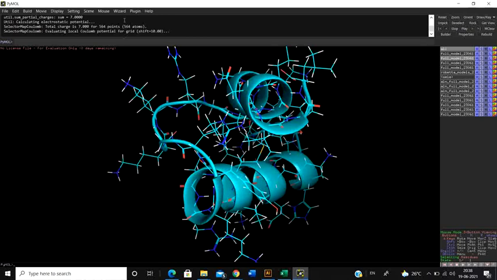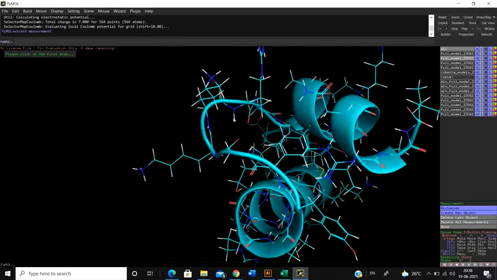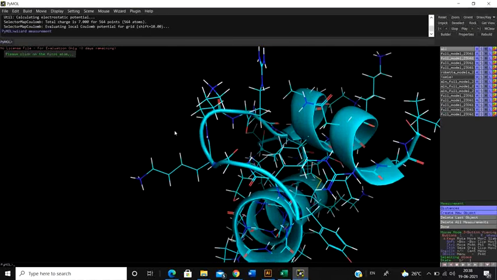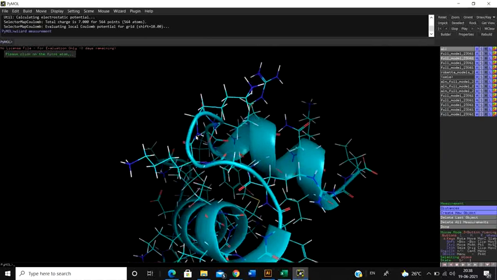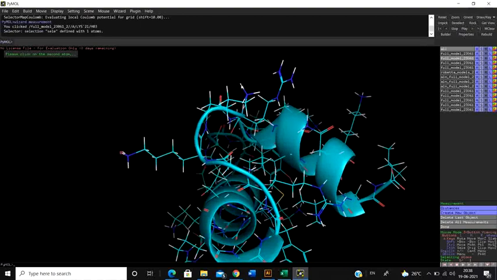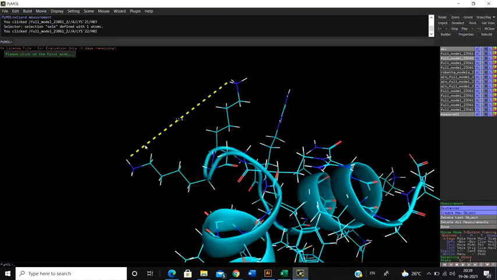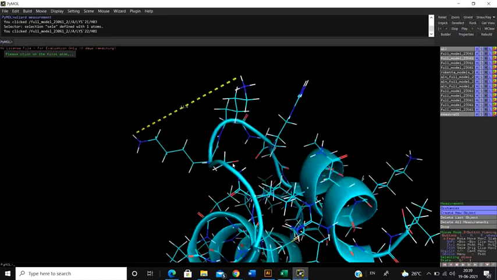How to find out? See, at the topmost there is an option called Wizard. Under Wizard there is an option called Measurement. If you click on Measurement, you first have to select the first atom between which you want to calculate the distance. So suppose this is the atom that I want to select. This is the first atom I have selected. Now you have to click the second atom. I have clicked on the second atom. Now see, it is showing you a distance of 11.4. That means these two atoms are separated by a distance of 11.4 angstrom.